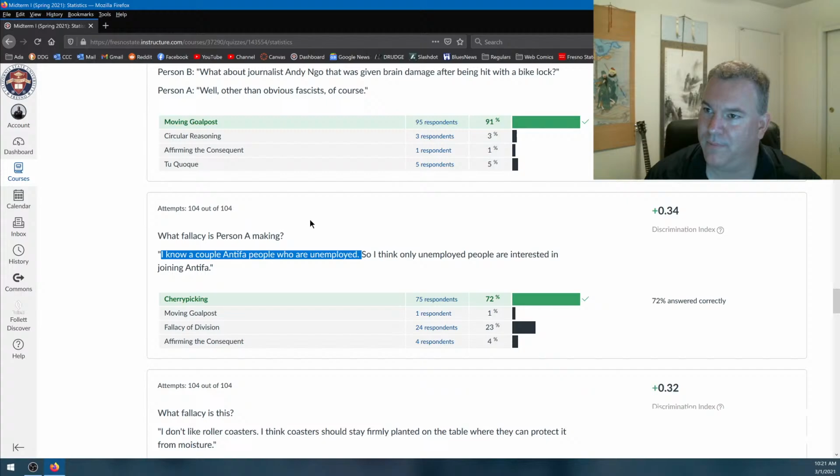And so people dismiss narratives contrary to their own by saying, well, that's an exception. That's an exception to the group. That's not what the group actually stands for.